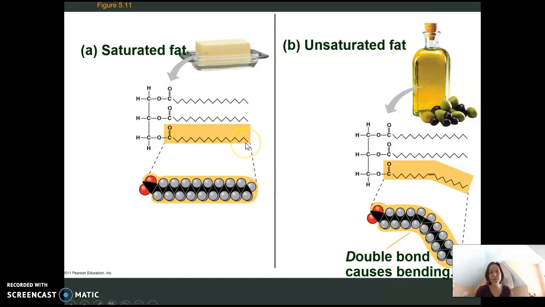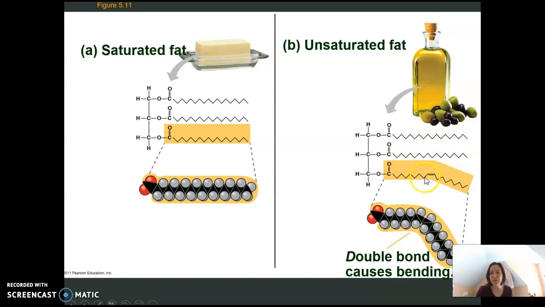So this packs really tightly. It's straight across. It's like a block. And at room temperature, a molecule with this configuration is solid. Butter, solid. Oils, on the other hand, have a double bond in at least one section of a fatty acid chain. There could be multiple double bonds. We would call that a polyunsaturated fatty acid.